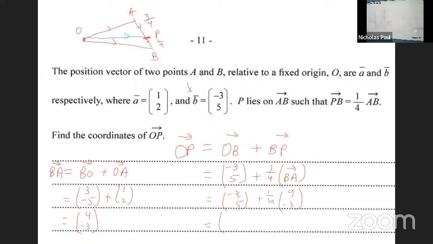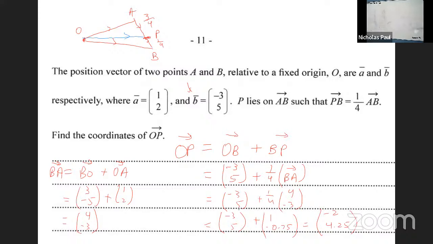So that'll be -3, 5 plus 1/4 of 4, which is 1, and 1/4 of -3, which is -0.75. So the answer is -3 plus 1, which is -2. 5 plus minus 0.75 is 4.25. And that's it. You're good to go. Anybody got that?